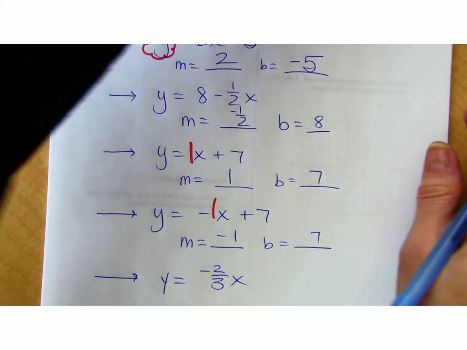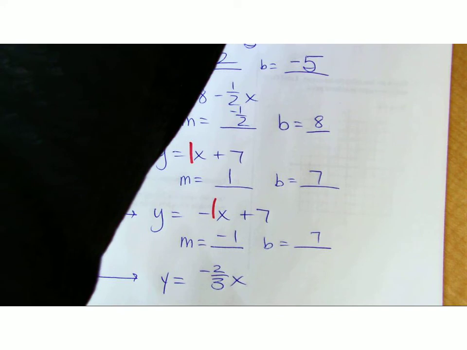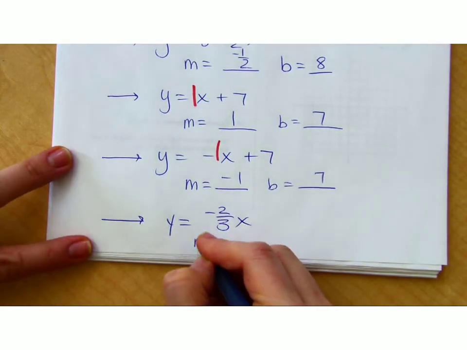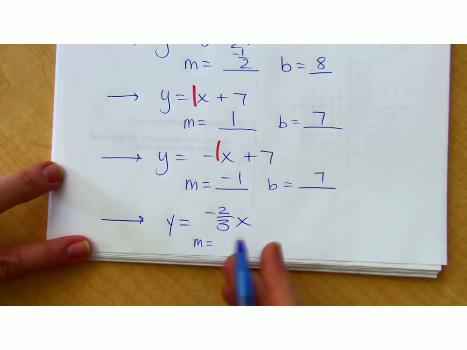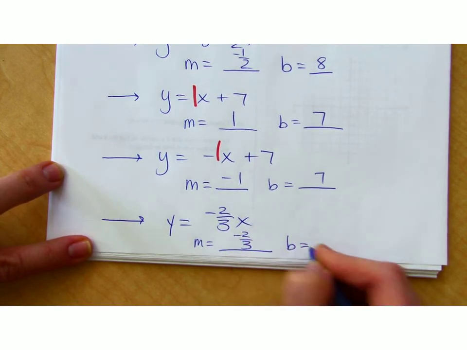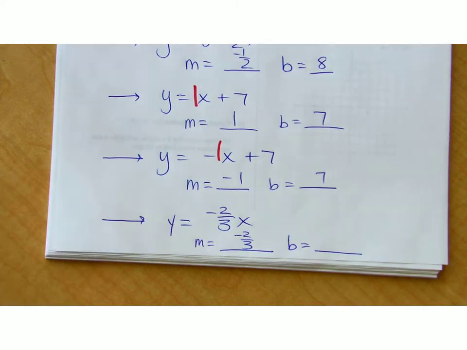And that's it. Y equals negative 2/3 x. What's your slope there? Negative 2/3, right? But what is your y-intercept? What's your beginning value? Where do I begin? 0. Okay, so let's talk about this.